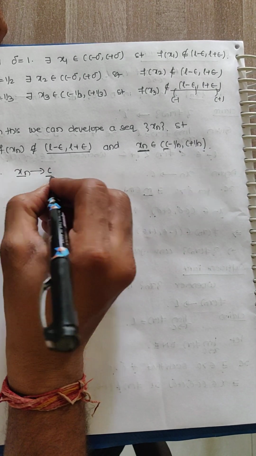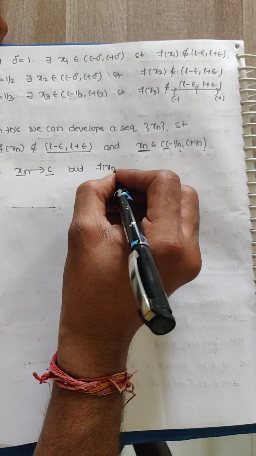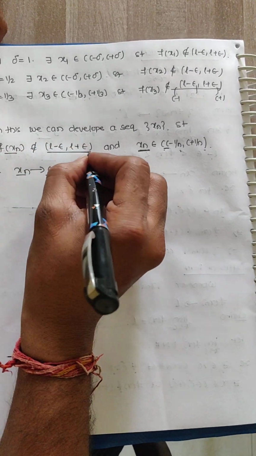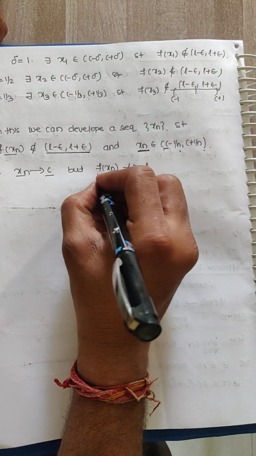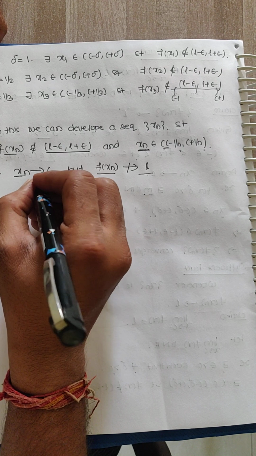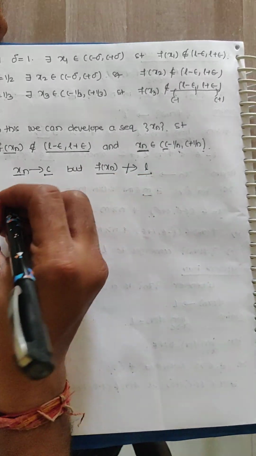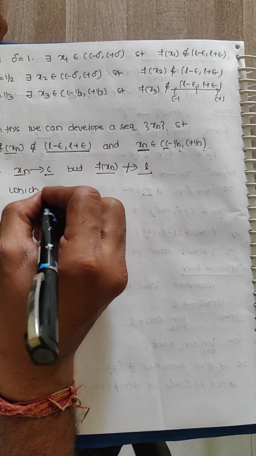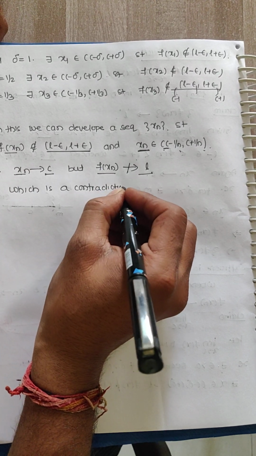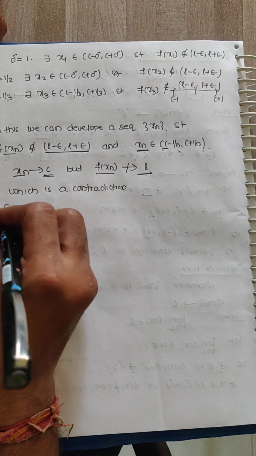So here xn converges to C, but f of xn does not converge to L, because f of xn does not belong to this interval. That means f of xn cannot converge to L. So we have a sequence converging to C, but the image sequence does not converge to L, which is a contradiction, since we have assumed that for every sequence xn converging to C, the image sequence converges to L. So our assumption is wrong.